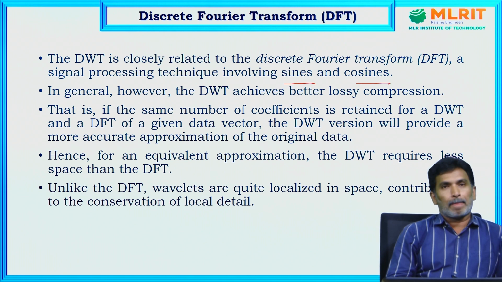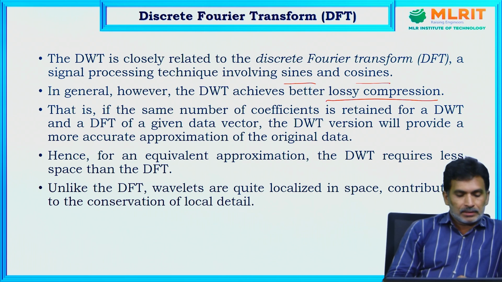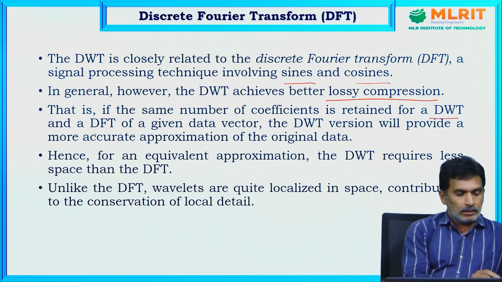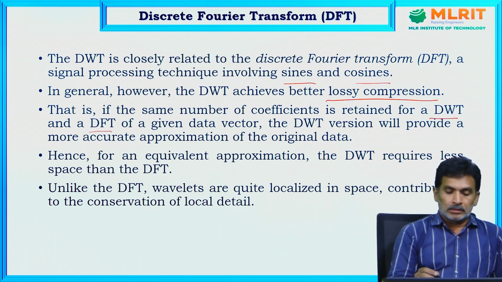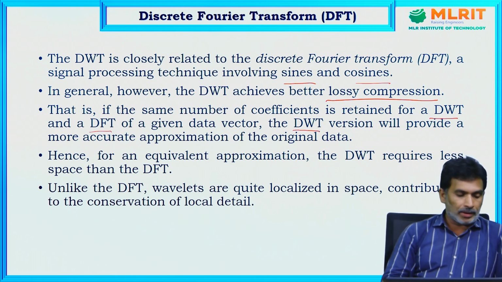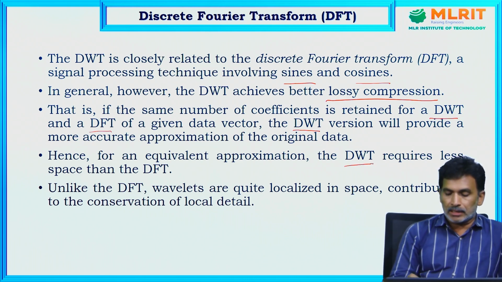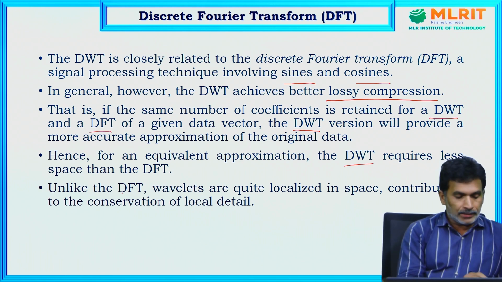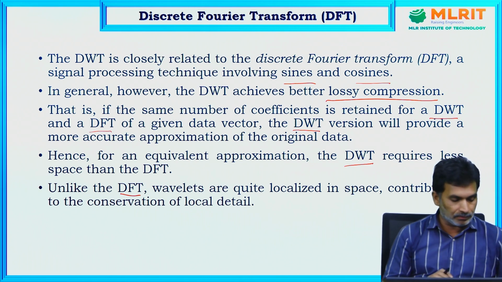In general, the discrete wavelet transform achieves better lossy compression. That is, if the same number of coefficients is retained for a discrete wavelet transform and a DFT, the discrete Fourier transform of a given data vector, then the discrete wavelet transform version will provide a more accurate approximation of the original data. Hence, for an equivalent approximation, the discrete wavelet transform requires less space than the discrete Fourier transform. Unlike the discrete Fourier transform, wavelets are quite localized in space, which contributes to the conservation of local details.